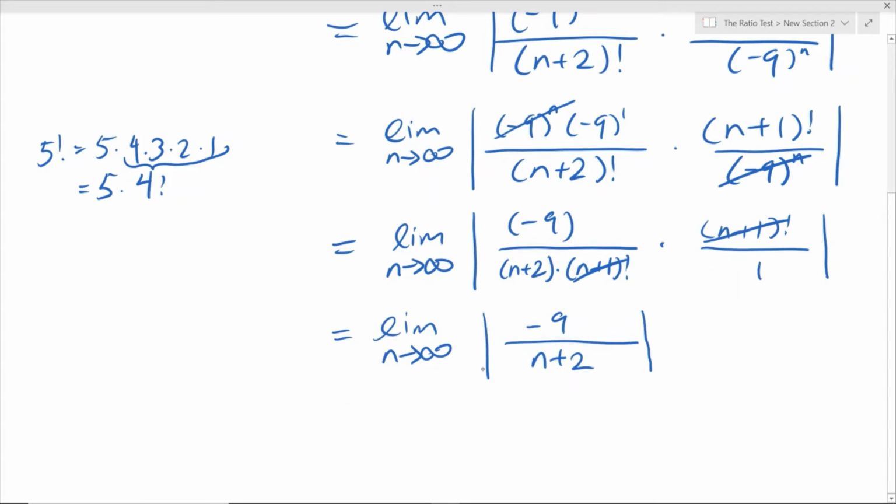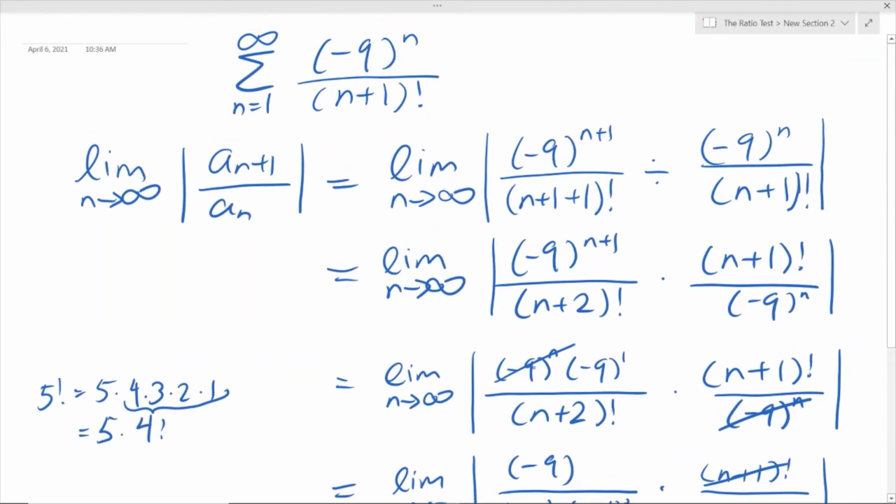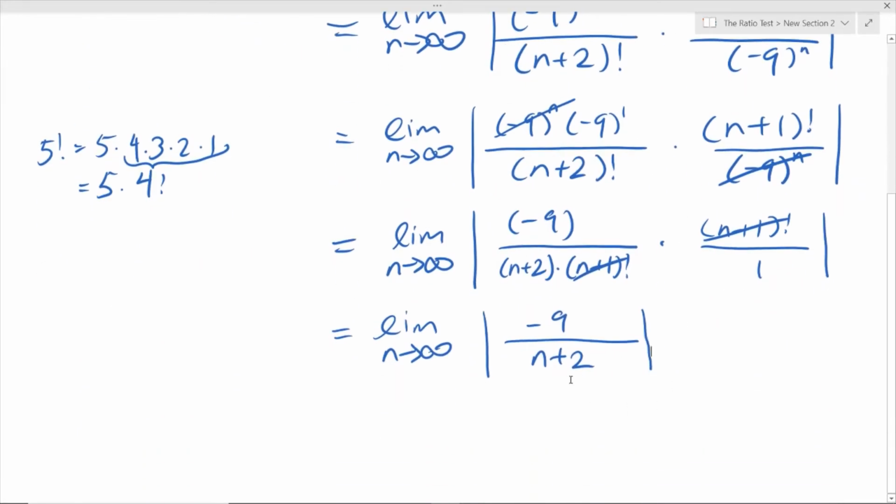And from here we can see, if there's that absolute value sign, we just have to get rid of that negative, and also the bottom's going to be positive anyways because it's n plus 2. n can only be from 1 to infinity, positive numbers, so we're just adding more positive numbers to it. So the denominator is going to be positive. So we get rid of the negative sign, and I'm just going to get 9 over n plus 2.